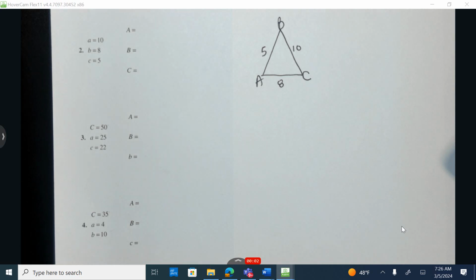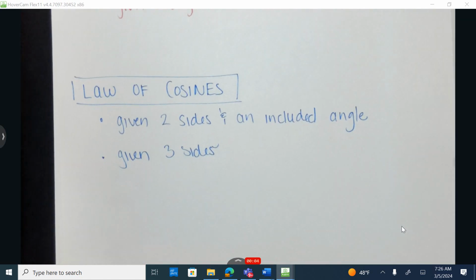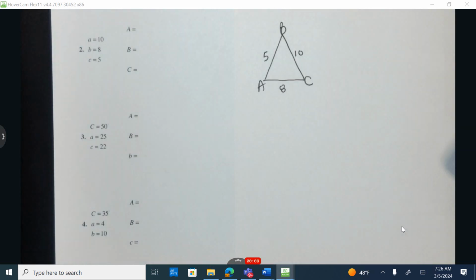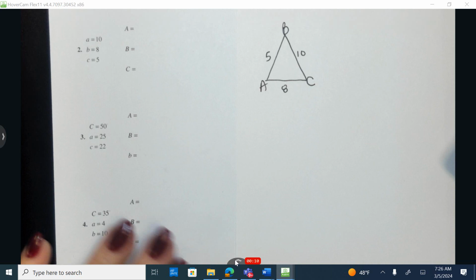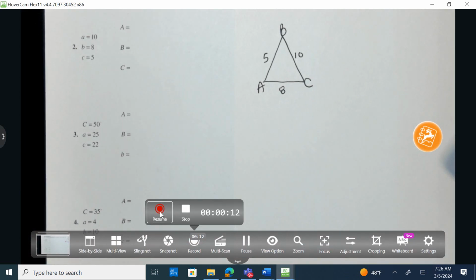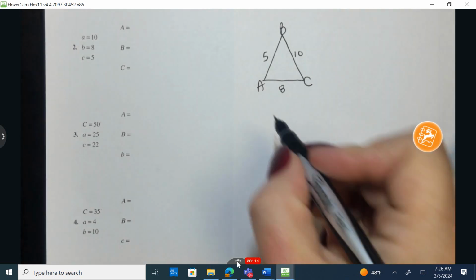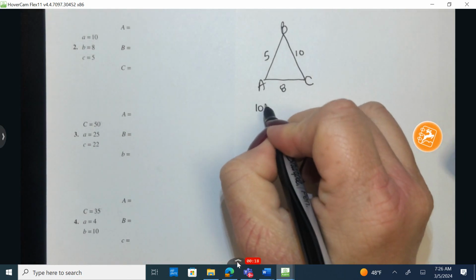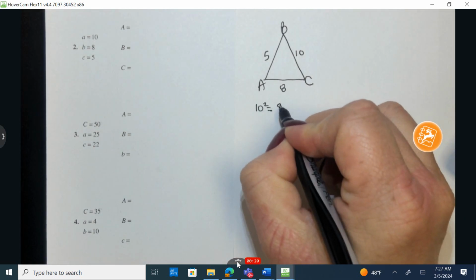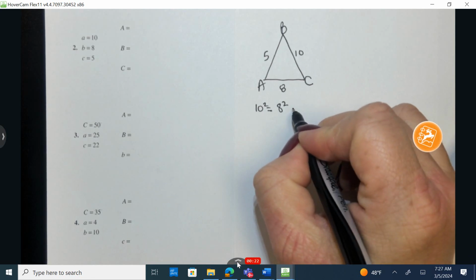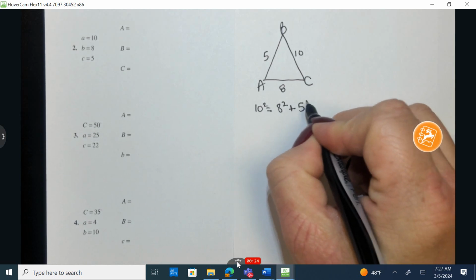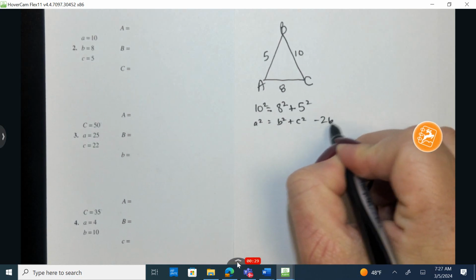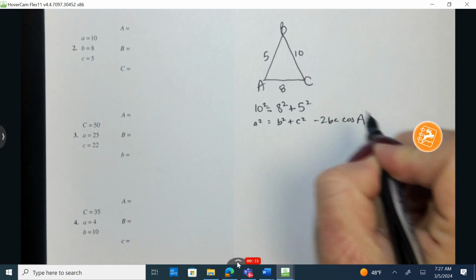In question number 2, I'm provided with 3 sides. Now when you're provided with 3 sides, we're going to use law of cosines. Okay, so to get started here, I'm going to do a squared equals b squared plus c squared minus 2bc times the cosine of a.